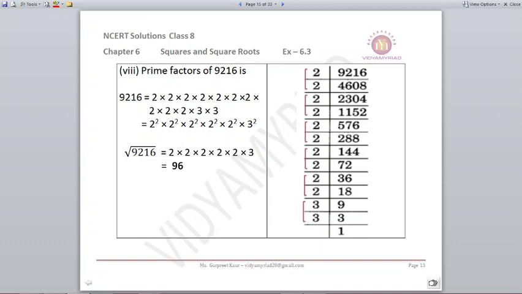9216. So it's a very long prime factorization. Do it very carefully. You will have 10 2's. That means 5 pairs of 2 are there and 1 pair of 3. So that means you will do 2 into 2 into 2 into 2 into 2. 5 times 2 will be multiplied with 3. That gives you 96. So square root of 9216 will be 96.